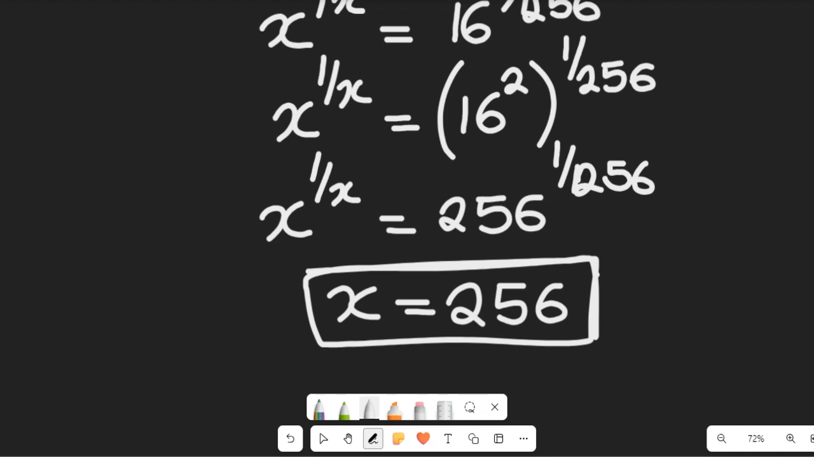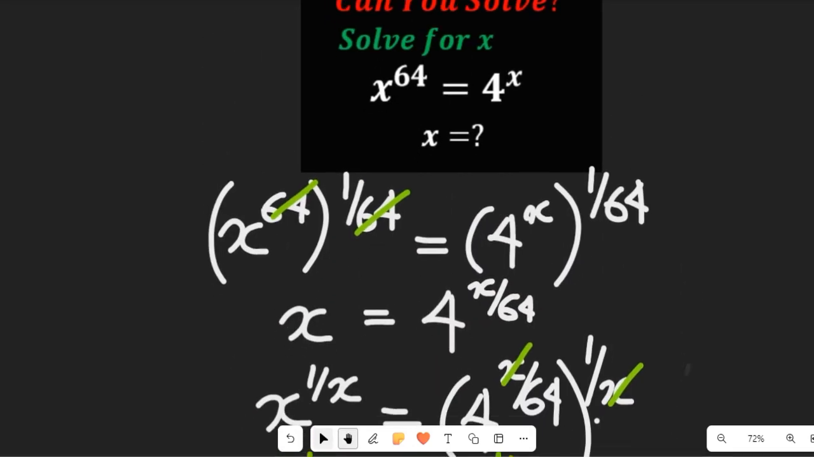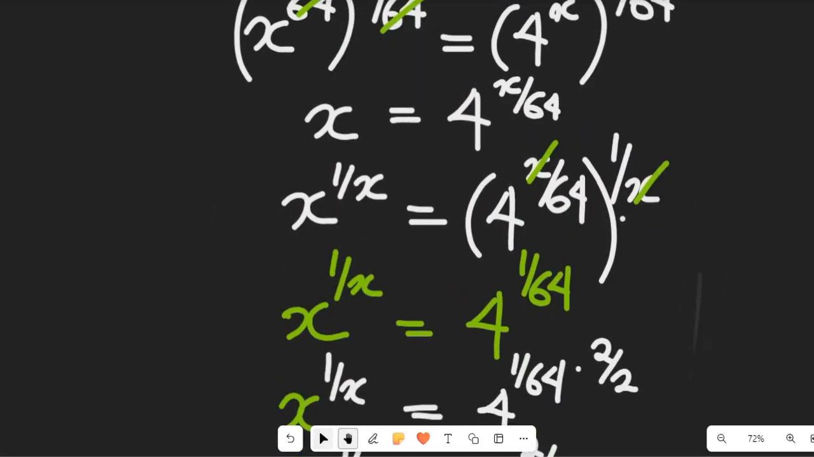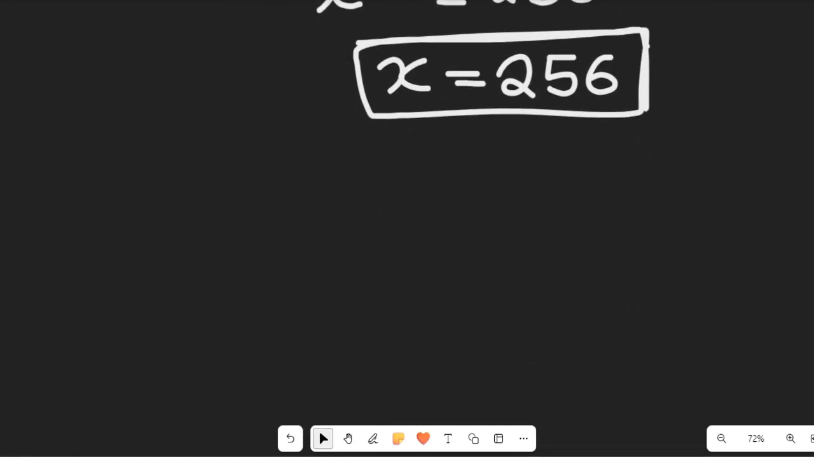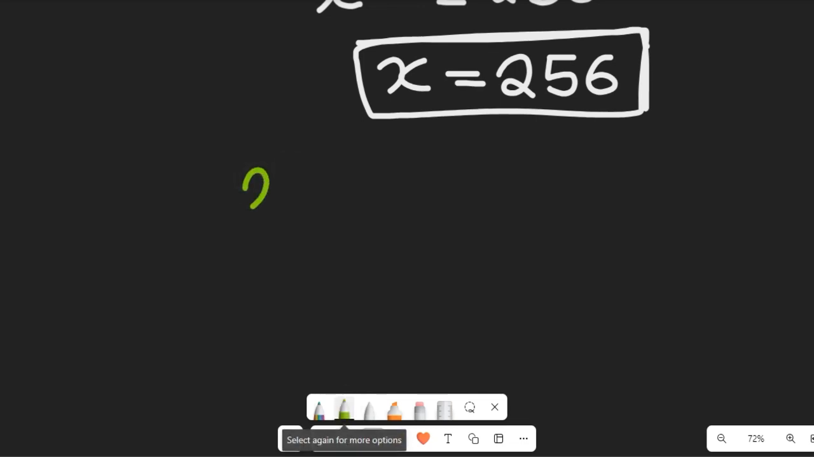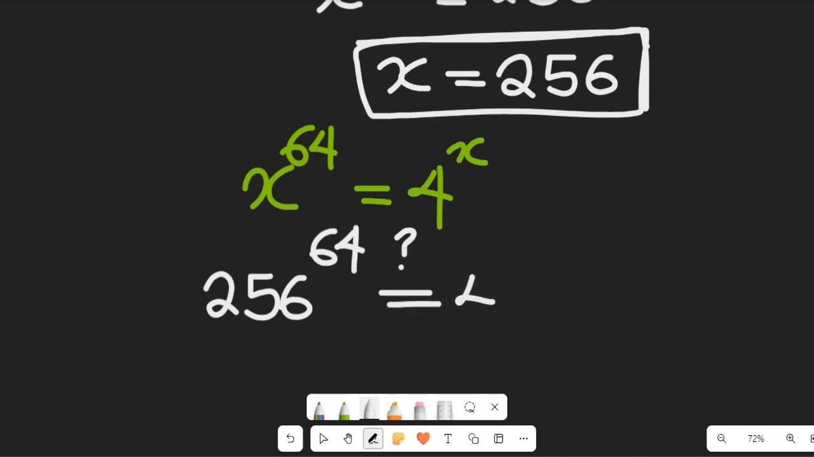Great. Now I want us to check to find out if our solution is actually right. The original expression given to us is x to the power of 64 equal to 4 to the power of x. So are those two expressions equal? If I take this to become x to the power of 64 equal to 4 to the power of x, now replacing x with 256, I'm going to have 256 to the power of 64. Is it by any way the same thing as 4 to the power of 256?